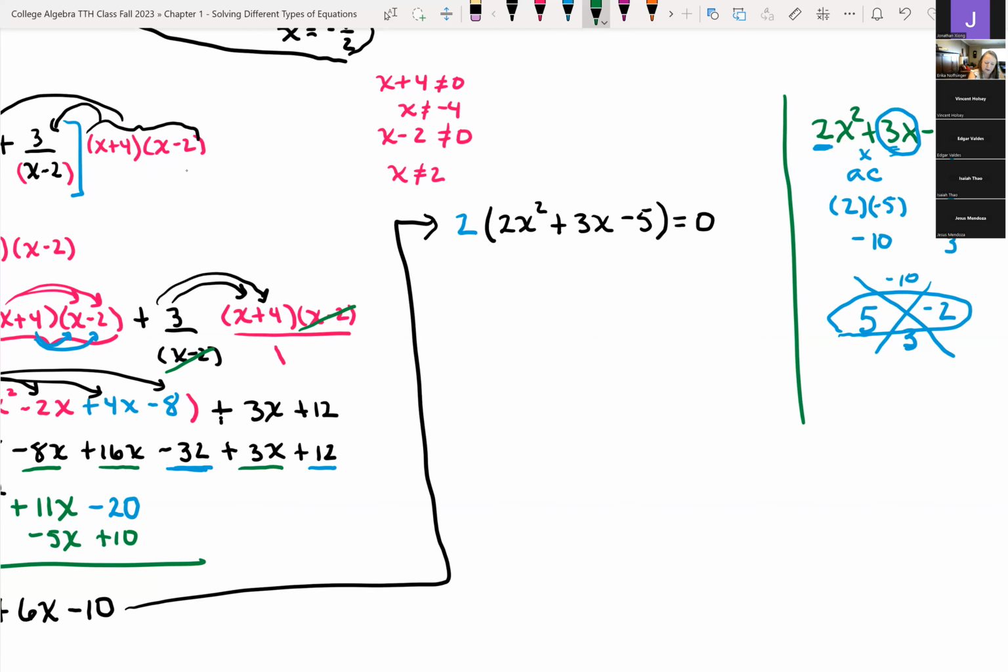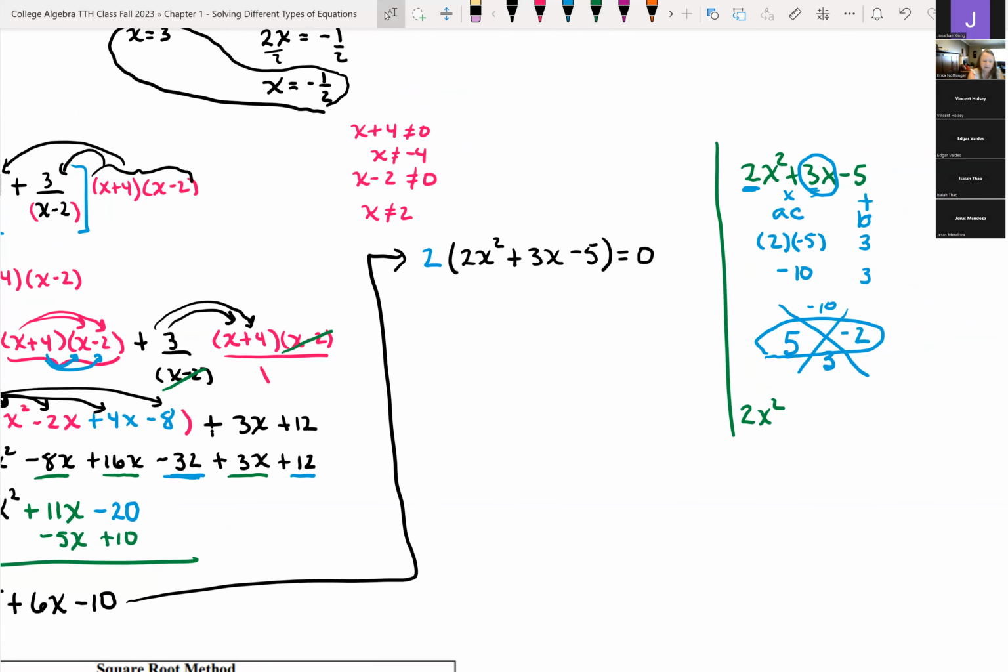So rewriting that middle term, I have 2x squared. Just so that I have common factors, I'm going to write minus 2x first. It would work either way. And then plus 5x. So if I sum those two terms, I get back that middle term of plus 3x. And then I have a minus 5.